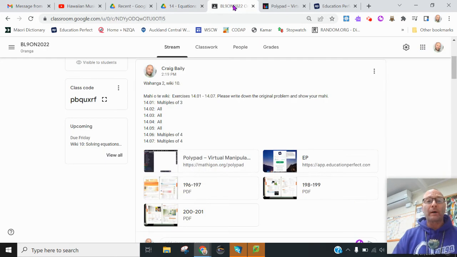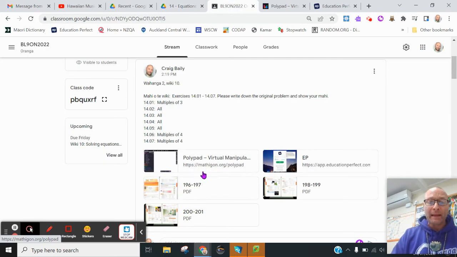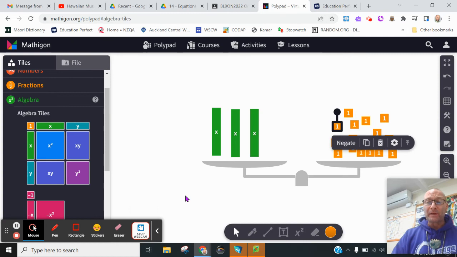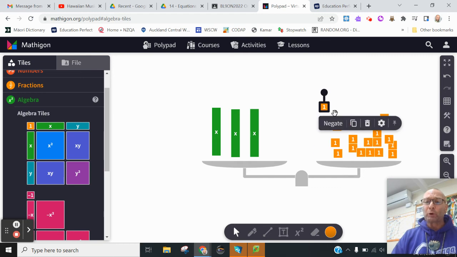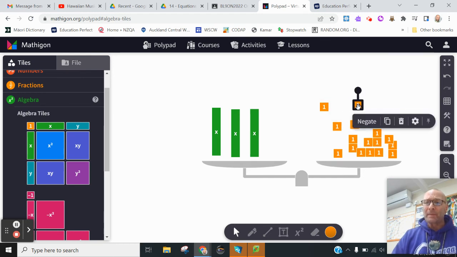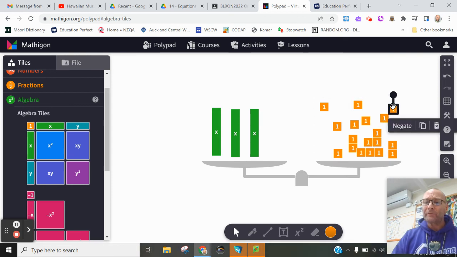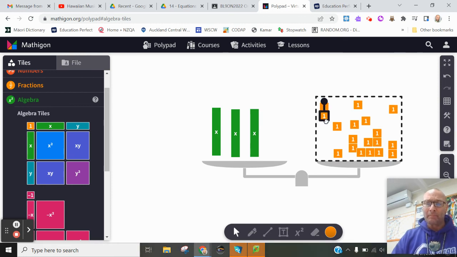On our classroom page, we've got Polypad, mathigon.org, and that brings us up to this. I've set up the first equation here where 3x is equal to 18. The fact that the scales are balanced right now tells me they are equal. So if we've got 3x equal to 18, we're going to take these 18 and start organizing them into groups of 3. I'm going to be making groups of 3 here and organizing them.